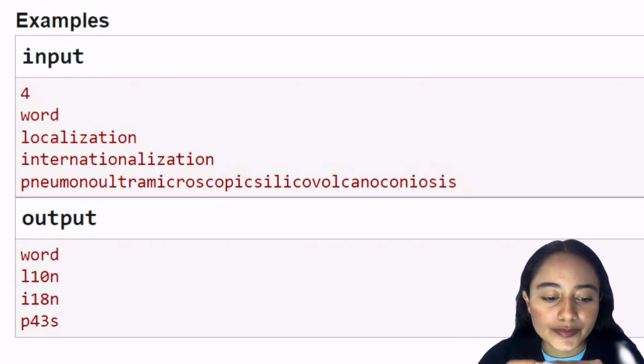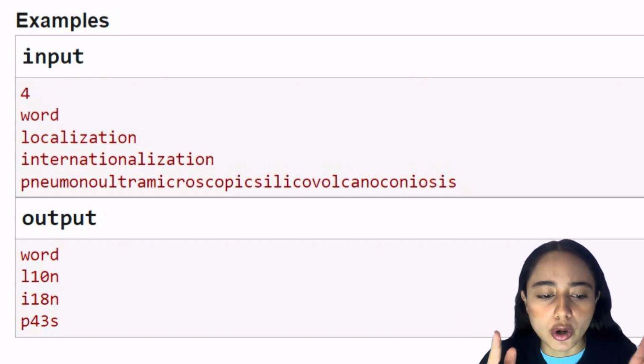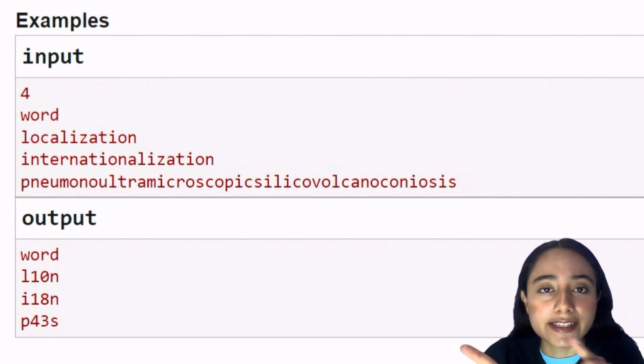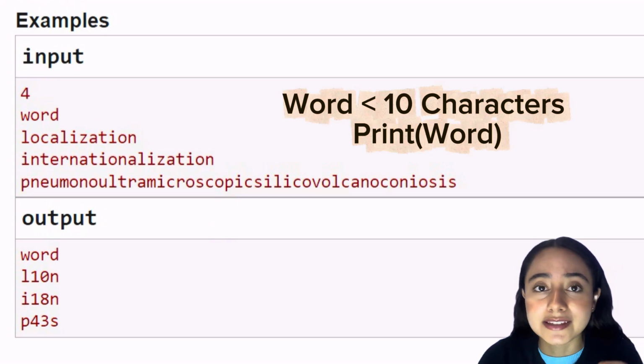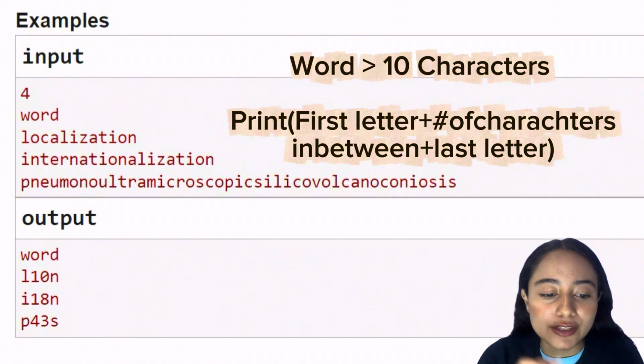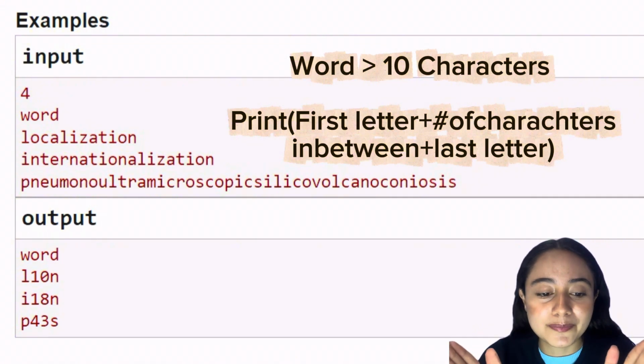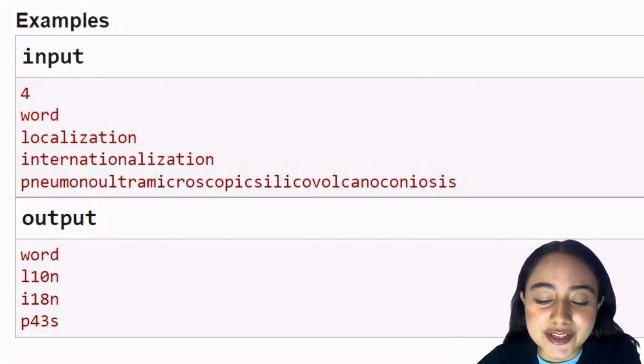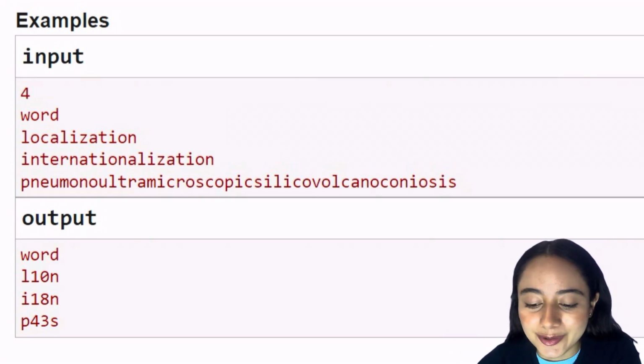Looking at the input, we need to understand why word remains the same on the output and localization is written as L10N. Well, if the word is less than 10 characters, then it remains the same, but if it's longer than 10, then you take the first and the last letter, and write the number of letters between the first and last. With this information, we can begin to code.